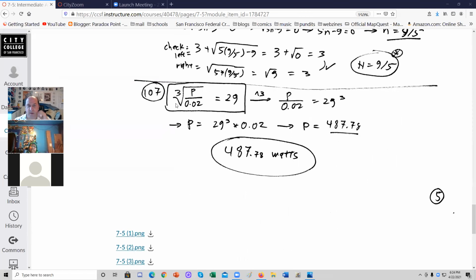Now, cube root of p over 0.02 equals 29. Cube both sides. P over 0.02 equals 29 cubed. Transpose the 0.02. P equals 29 cubed times 0.02, which is 487.78. And that's the answer, 487.78 watts.